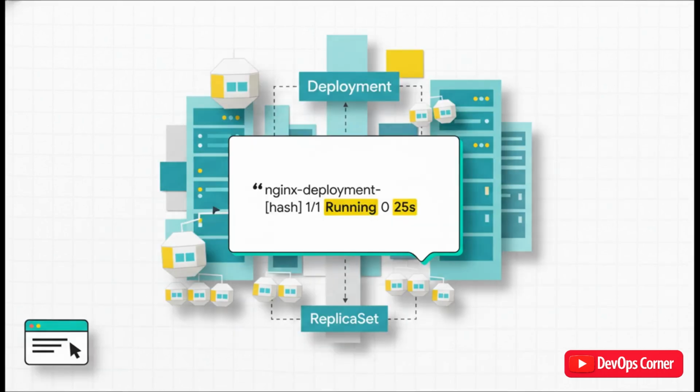And after just a few seconds, voila! This is what you'll see. Our pod is up and running. And what's really interesting here is the name. See how it has the deployment name, then a random string, then another random string? That shows you the whole chain, that this pod is managed by a specific replica set, which in turn is managed by our deployment.